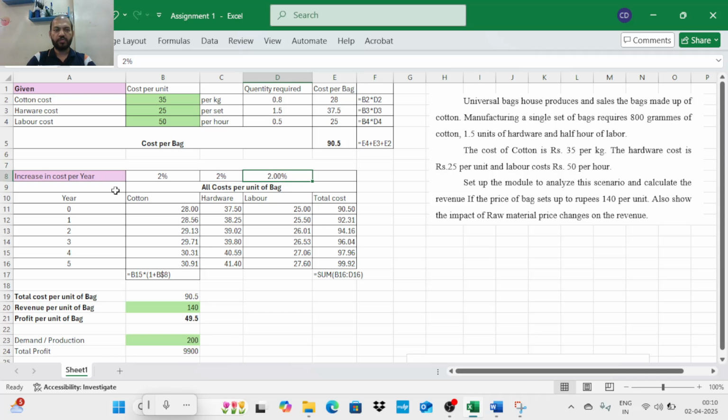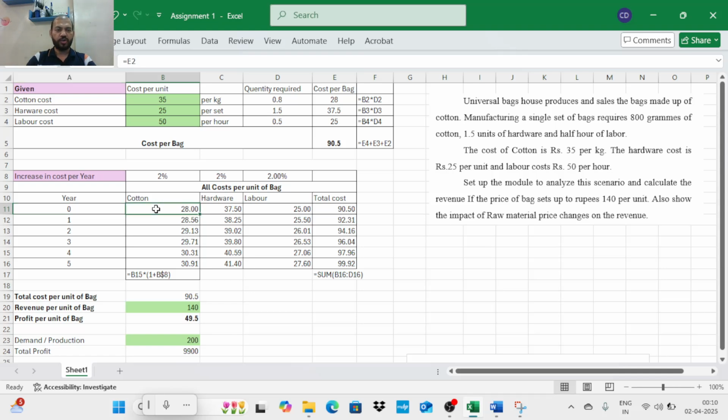Now what we have to do is, if the prices increase, what will be the impact on profits, and it is based on the per year increase in the cost. So we have taken a 5 year prediction. In this, the number 0 represents the current year.